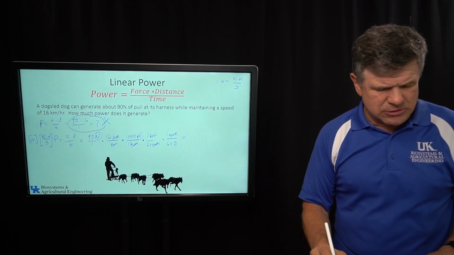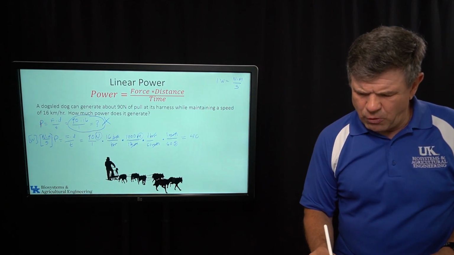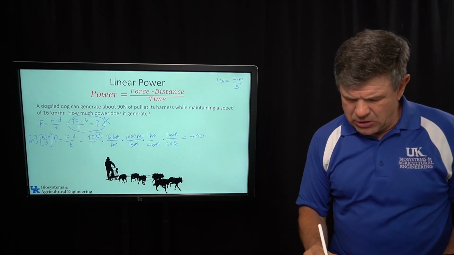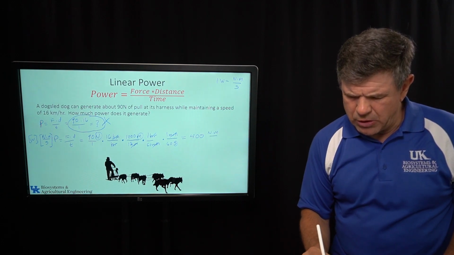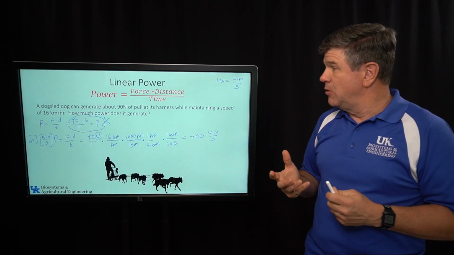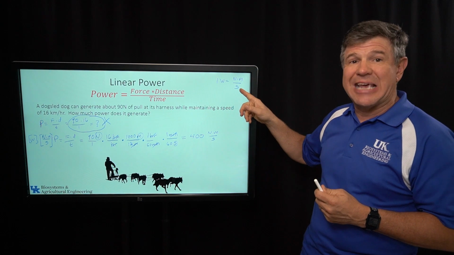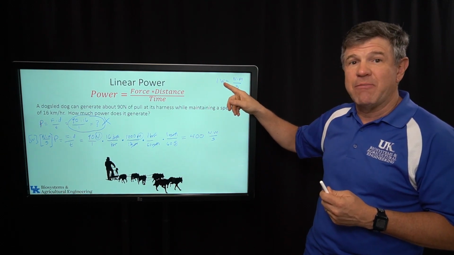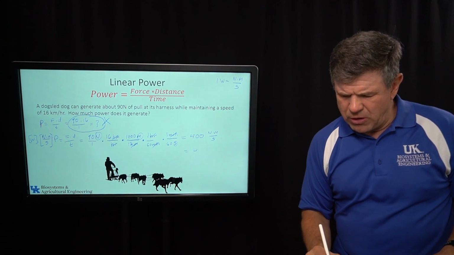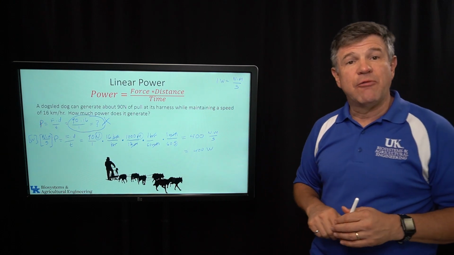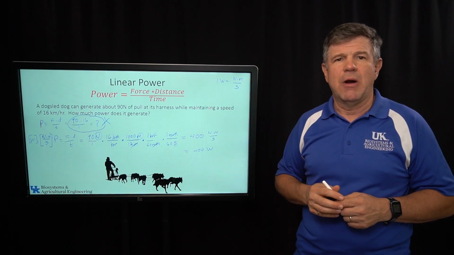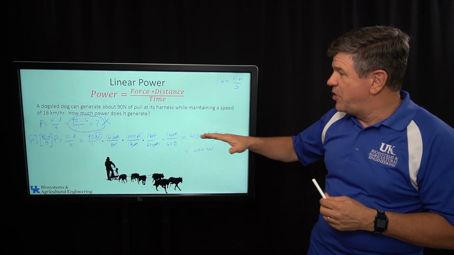So this answer would come out to be 400. 400 what? What are the units? Newton meter per second. Okay, that is my unit. What is a Newton meter per second? We said a Newton meter per second is a watt. It's the same thing, so that's a watt. So I can really rewrite this as 400 watts of power. That's how much power that dog sled could generate if those numbers are correct. Okay, so that's how we do that.